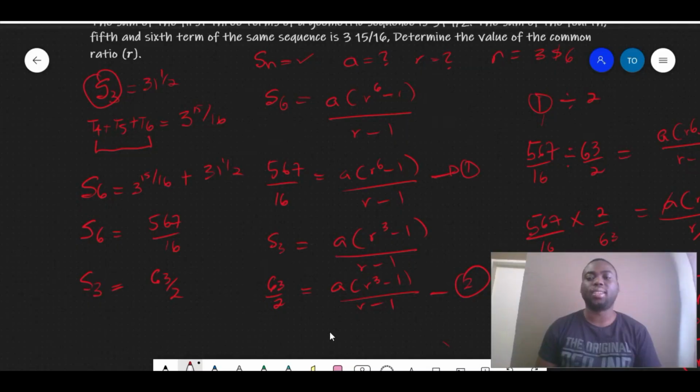So these are examples of exponential series and how they expect you to answer questions like this.